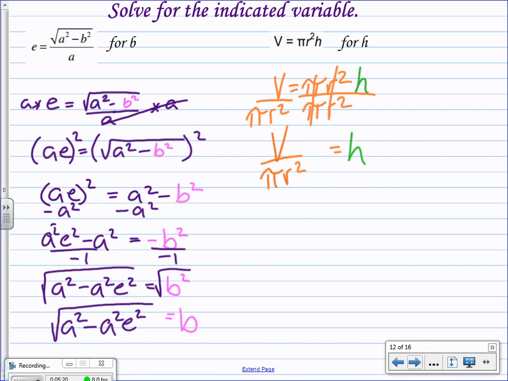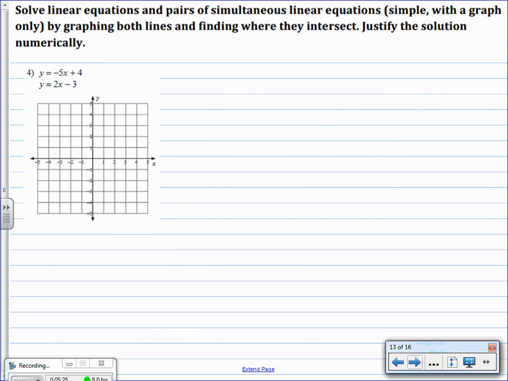I know that we kind of talked about it in class. There you go. The last bit that you'll have to do is this. It says solve the linear equations and both pairs of simultaneous linear equations, simple with a graph only, by graphing both lines and finding where they intersect. Justify the solution numerically. So I have to do all of that. No matter what it says, I have to do all of it. So my first equation, I'm going to number these 1 and 2. So if I do number 1, and then I do number 2, we can talk about them separately.